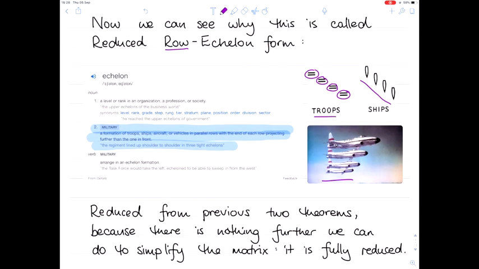The reduced comes from the previous two theorems we looked at, which said you can always turn a matrix into reduced row echelon form, and that's unique. So what we mean by reduced is we have taken it down to the smallest matrix that it could be, or the simplest matrix. It has been fully reduced. Can't do any more. So that's why we call it a reduced row echelon form.